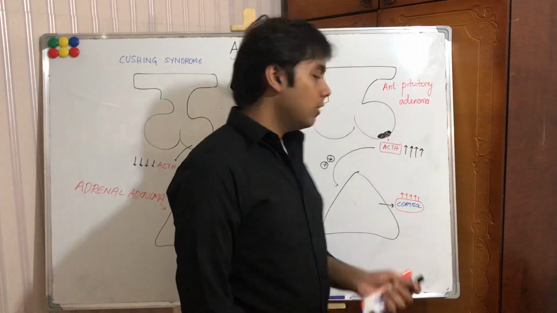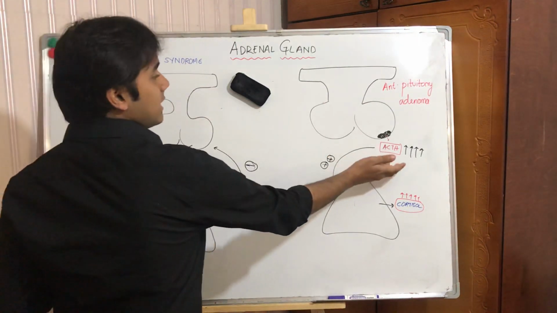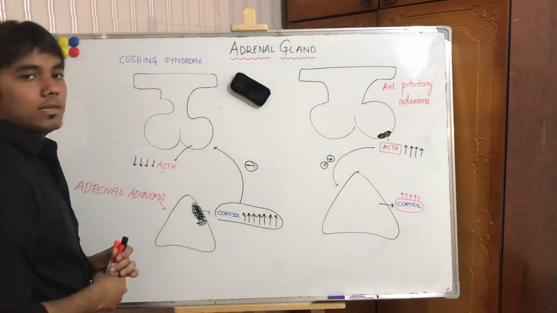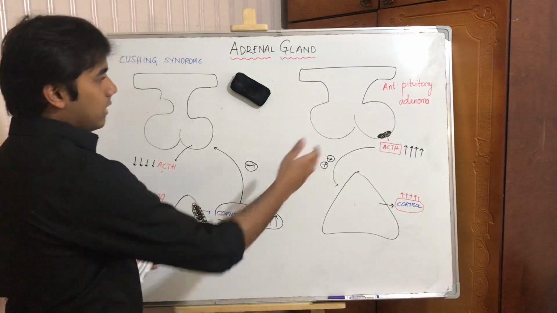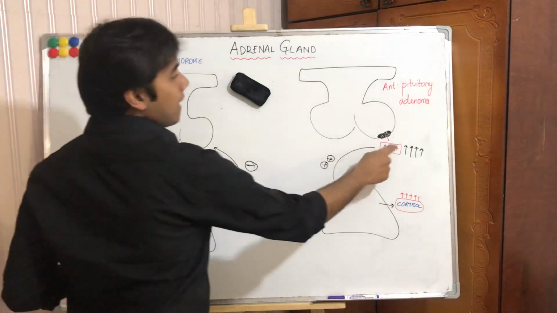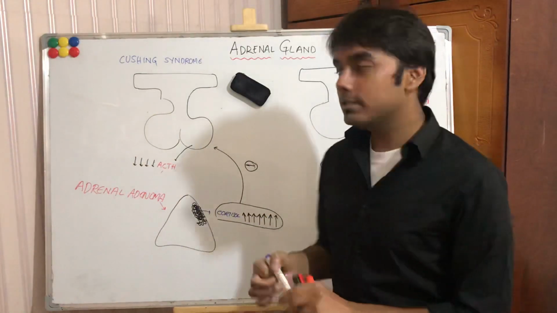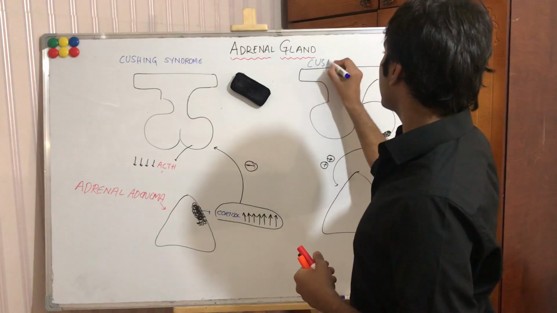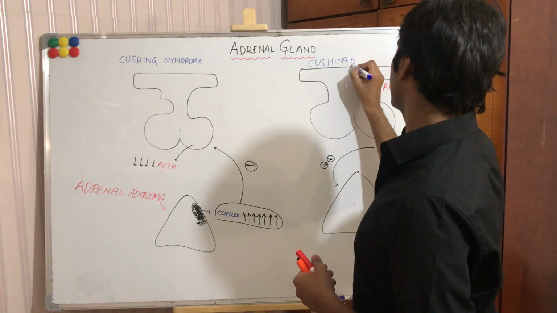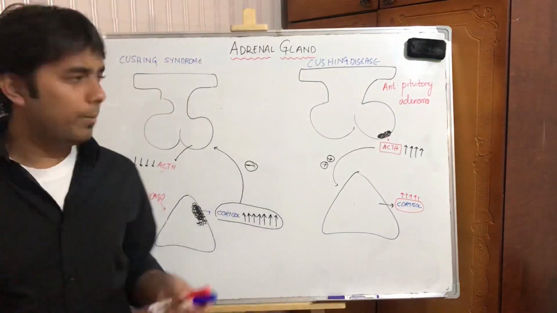So how do you diagnose this patient? You look at the difference between both of these. In both of them cortisol levels are more, but coming to the ACTH levels, in anterior pituitary adenoma they are more, and in Cushing syndrome they are less. Sorry, in case of adrenal adenoma, ACTH levels are less. In case of anterior pituitary adenoma, the ACTH levels are more. This condition you call Cushing disease. I hope everything is clear.